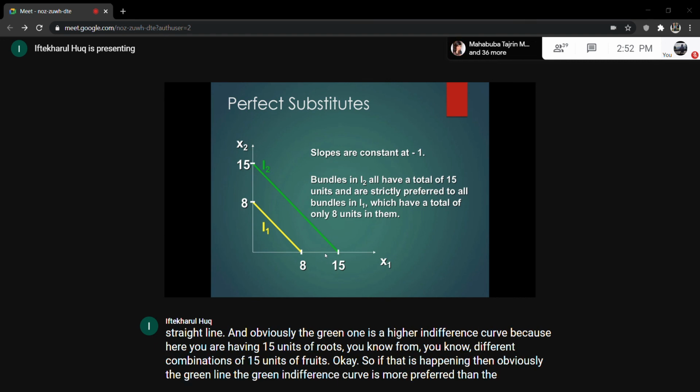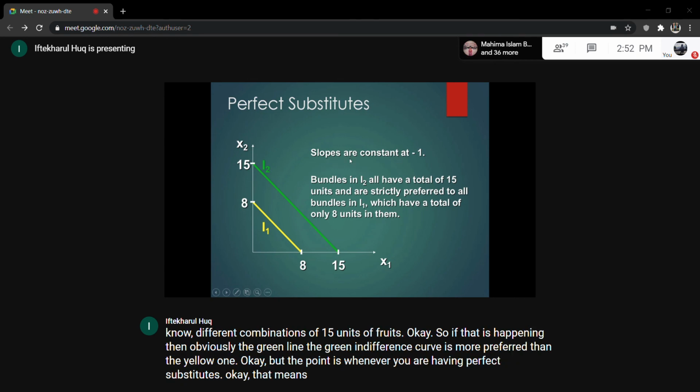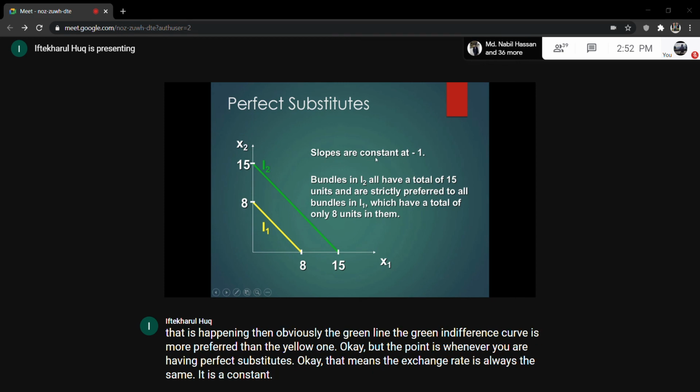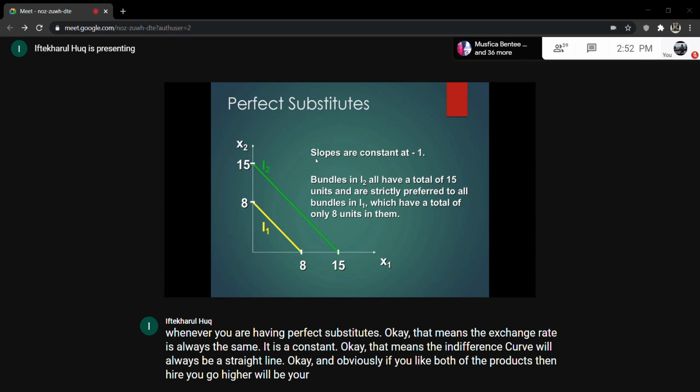Okay, so if that is happening, then obviously the green indifference curve is more preferred than the yellow one. Okay, but the point is, whenever you are having perfect substitutes, that means the exchange rate is always the same. It is a constant. Okay, that means the indifference curve will always be a straight line. And obviously if you like both of the products, then the higher you go, the higher will be your satisfaction. More preferred will be those bundles.